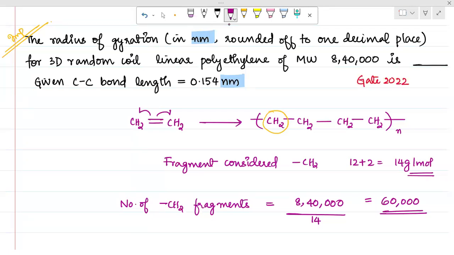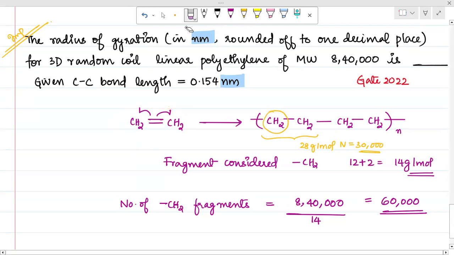Pay attention. We are taking CH2 as the fragment and not C2H4. If you take C2H4 as your fragment, your mass of the monomer will be 28 grams per mole and your N value will be 30,000 and you will not get the answer. Conventionally and ideally, that is the right procedure because this is our monomer. But surprisingly, they have taken the CH2 fragment. So next time, if they repeat such a question in GATE, make sure that you take this approach because we have a reference now to challenge them if they say that this path is wrong.